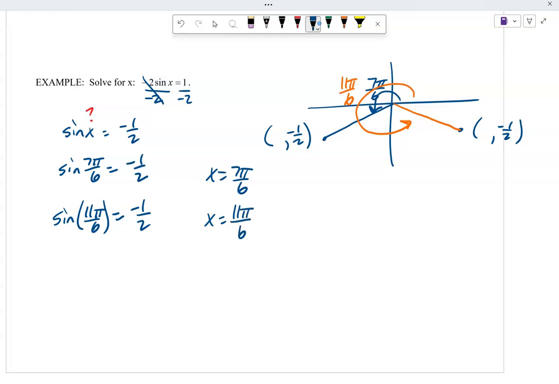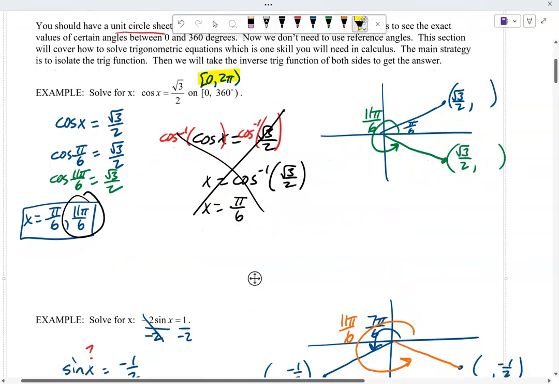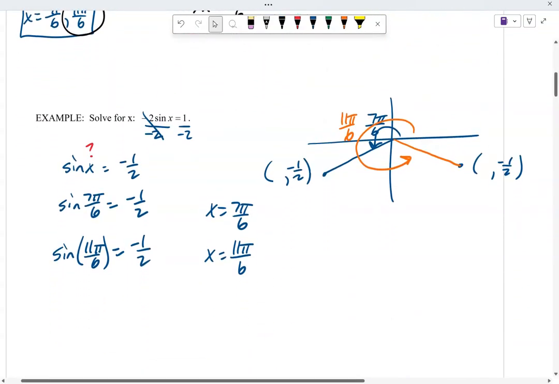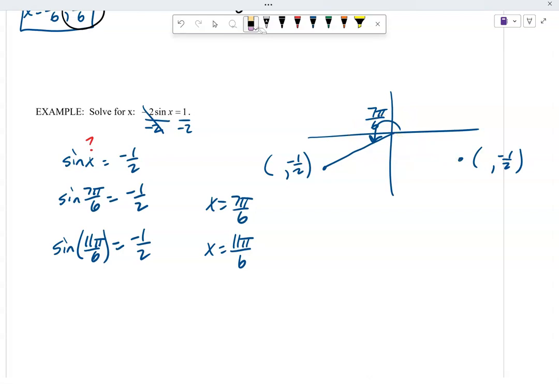Now there's more than just those answers. Notice the last one had a restriction. It said just give us the answers between 0 and 2 pi, including 0 up to 2 pi. This one, though, has no restrictions, so we've got to go with all the possible solutions. So let's think about this 7 pi 6 for a minute. It could be 7 pi 6, but I could also go around. What's coterminal to that? Well, 7 pi 6 plus 2 pi. In other words, 19 pi 6.